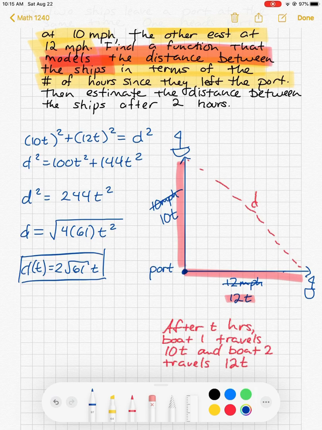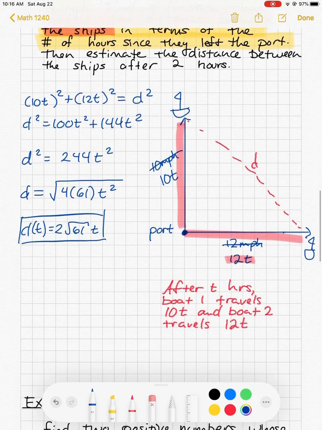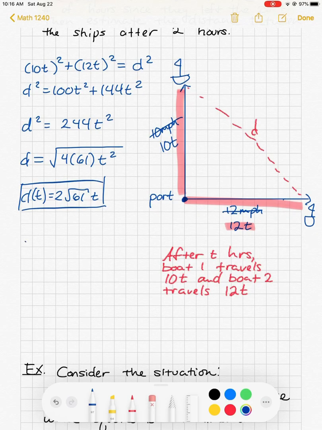So then it says, use your formula to estimate the distance between the two ships after 2 hours. So that's the easy part. All I have to do is plug in the value of t that was given and then see if there's any simplifying. Okay, so I guess distance after 2 hours would be 4 times root 61. I have to put units. That would be miles. Let me put that on this one too, actually. Can include units even though I have formula here.